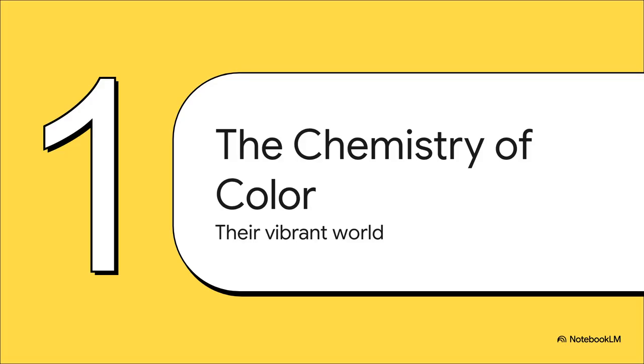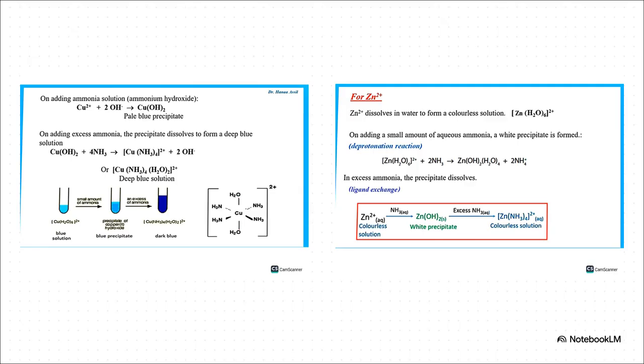Okay, first up, let's talk about color. You know, from the deep blue of a sapphire to the rich red of a ruby, transition metals are basically nature's paintbrush. But how on earth do they do it? Let's look at a perfect example. On the left, we've got a solution of copper ions. Look at that beautiful, bright blue. And on the right, that's a solution of zinc ions. Totally colorless. Now, both of these are D-block metals sitting right next to each other on the periodic table. So why is one so vibrant and the other so, well, boring?